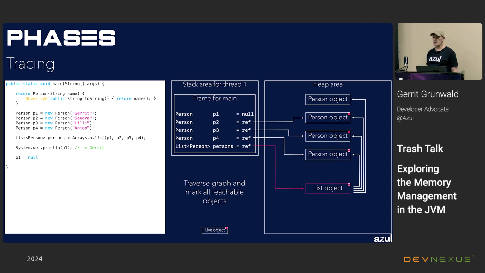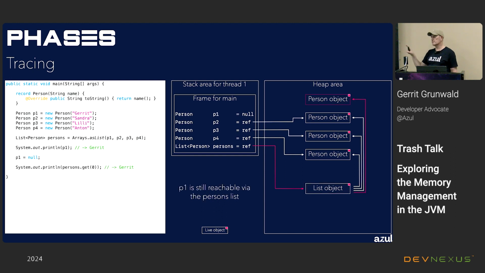And now it's the interesting part. Even though we set P1 to null, we can reach it from the list. It's still a live object. It is in the heap. Just on the stack, we set it to null. But the reference is still in the list, right? This is still a reachable object, right? You have to keep that in mind if you work with collections, because this is sometimes a problem, that these references are still alive somewhere in the heap. All right. So this is in principle very basic tracing.